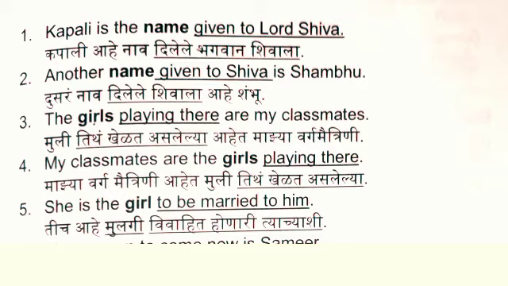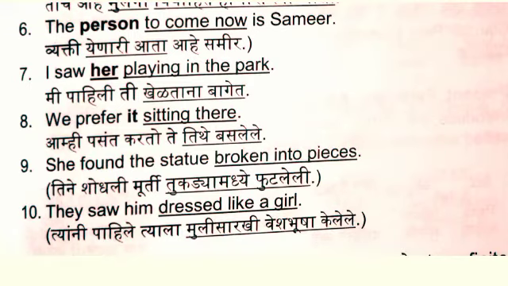Third is, the girls playing there are my classmates. Fourth is, my classmates are the girls playing there. Fifth is, she is the girl to be married to him. Sixth is, the person to come now is Samir. Seventh is, I saw her playing in the park. Eighth is, we preferred sitting there. Ninth is, she found the statue broken into pieces. And 10th is, they saw him dressed like a girl.